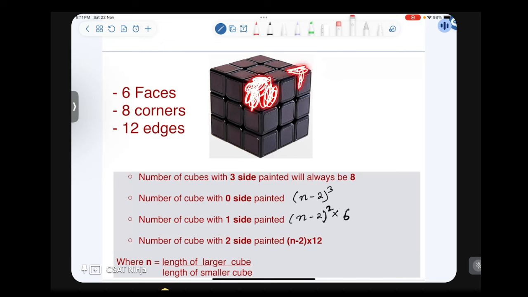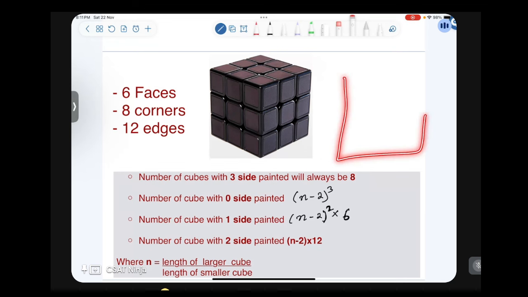There will be another corner here which will be 3 side banded. There will be another one, and another one, which will be three-side banded. There will be one more here, and then one behind this one. So always remember that there will be 8 pieces of cube that will be three-side banded, no matter how big the cube is.